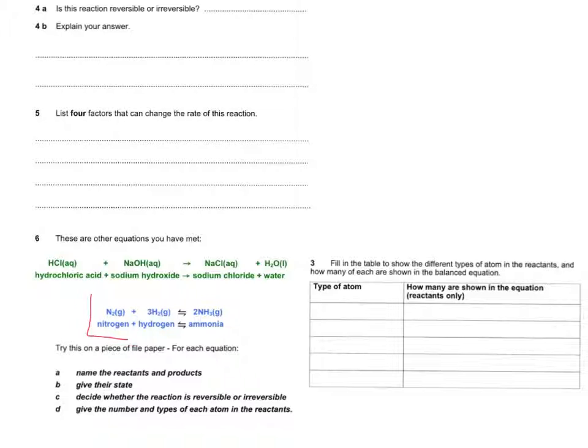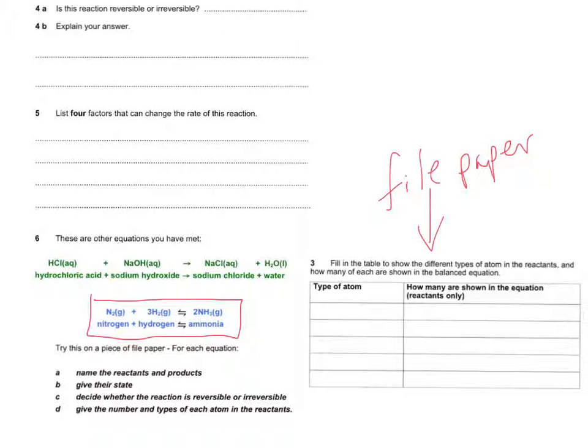For the last example, you will also use file paper to create a little table. Just as before, you're going to concentrate on the reactants, put the name and symbol here, and how many of each in this box here.